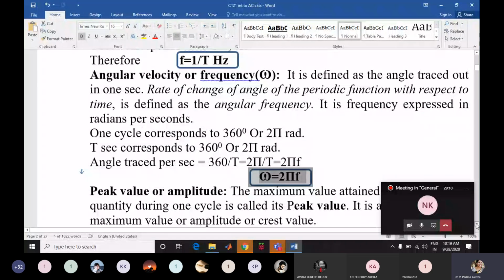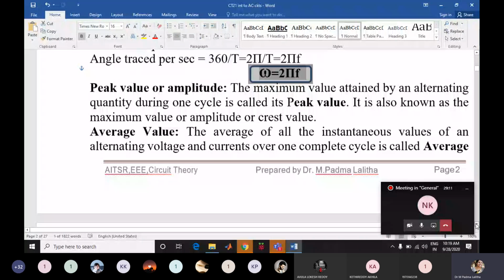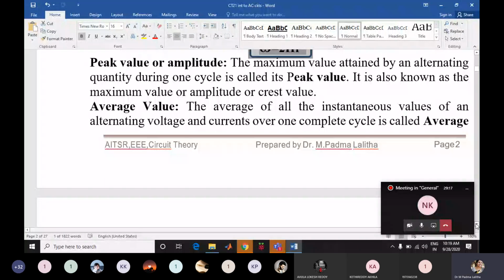The next definition is peak value or amplitude. The maximum value attained by an alternating quantity during one cycle is called its peak value. It is also known as maximum value, amplitude or crest value. We will use the word amplitude also.